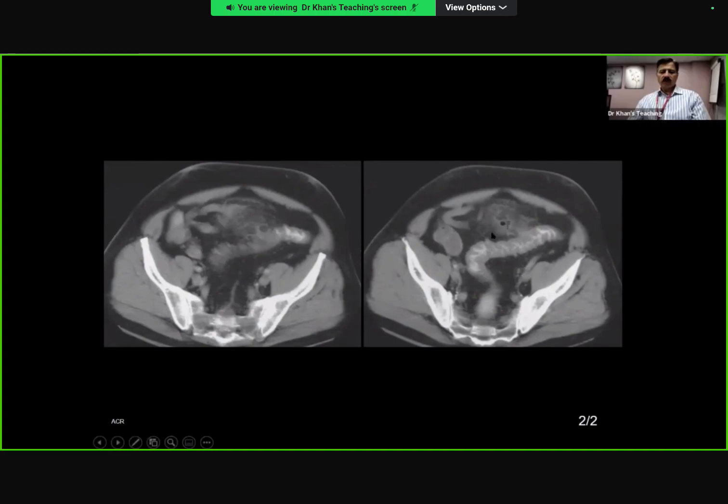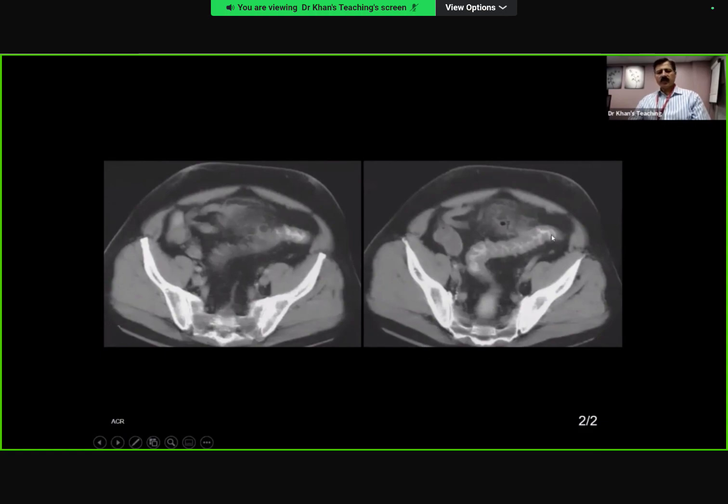So what will be the management for this kind of finding? They may choose to manage it conservatively with antibiotics if it's just a single locule, and see if it resolves conservatively. Okay. So okay, fine, good.